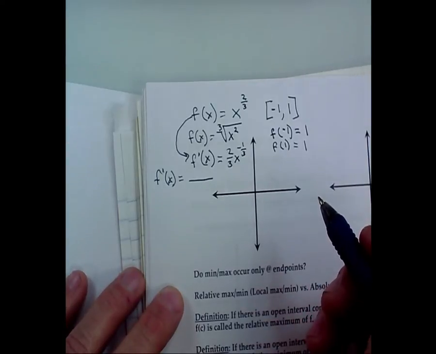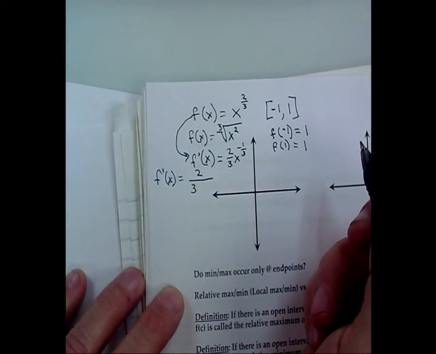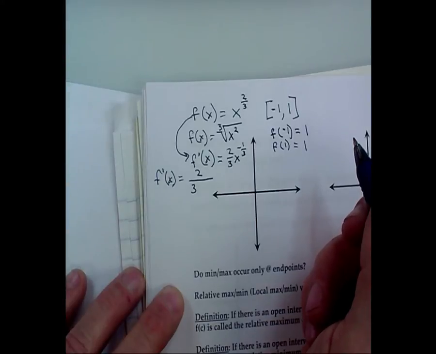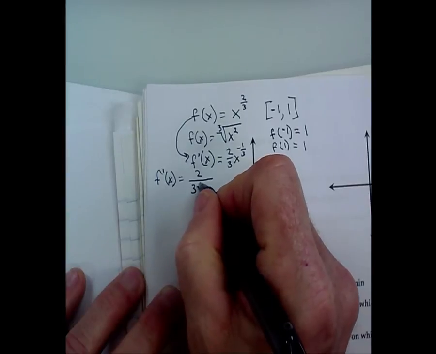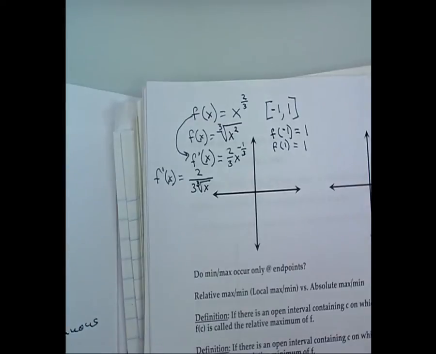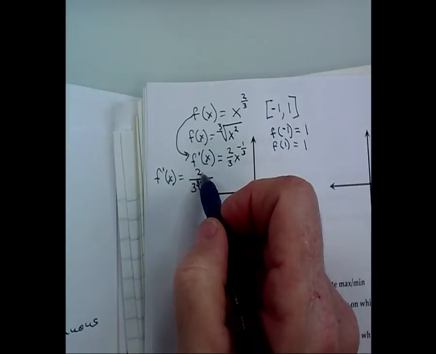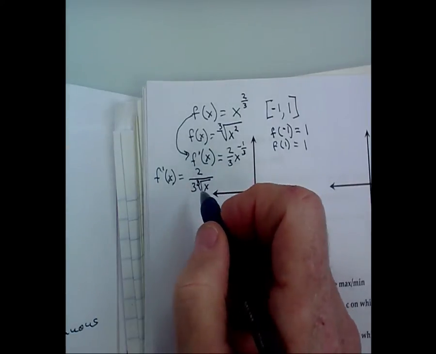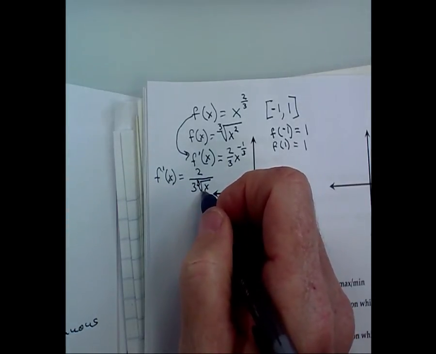2 over 3 times the cube root of x. Where is the cube root of x? It's in the denominator, isn't it? Now, this numerator cannot be 0, can it? In fact, if I put 0 into here, this derivative is undefined. Would you agree with that?